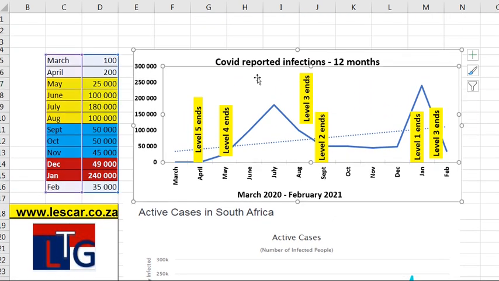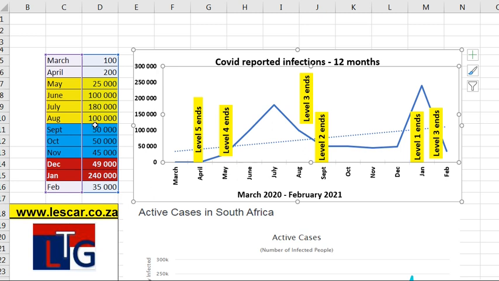The reported rates for COVID-19 infections from March 2020 till February 2021 show an upward trajectory. This might be misleading, but as a data analyst, you measure trends over different periods. It could be 7 days, it could be 12 months, it could be 4 months. So for example, from July up until December, the trend line will show a downward trajectory.